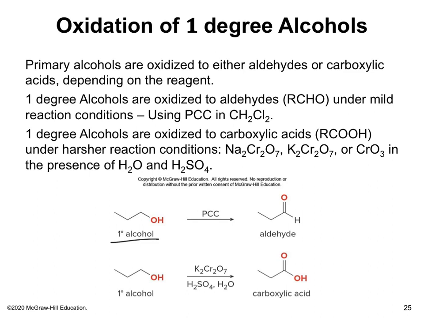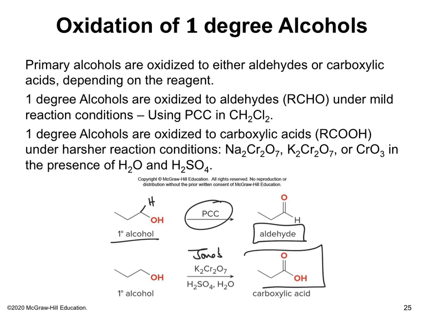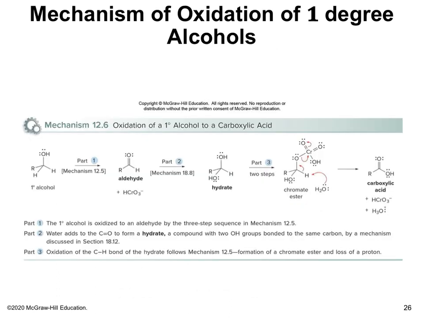PCC, primary alcohols with PCC will stop at the aldehyde. We'll remove just one hydrogen and do one oxidation step. Jones reagents, however, are going to go all the way to the carboxylic acid. You cannot stop at the aldehyde. Okay, so it will go all the way to the carboxylic acid. This is the reaction mechanism of the chromate ester, and you don't need to know that.